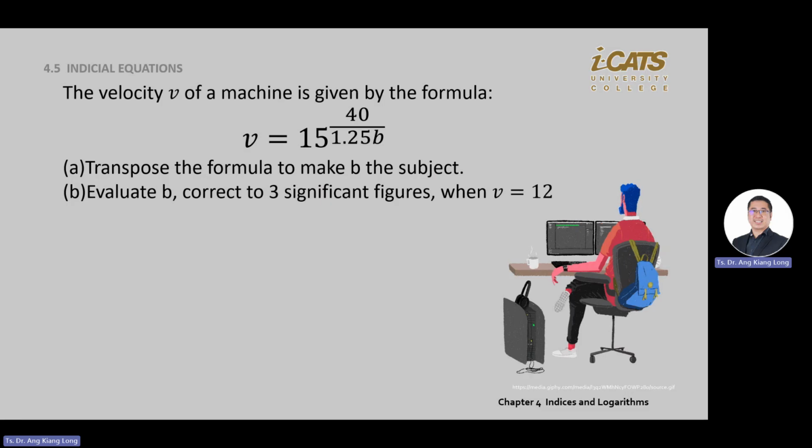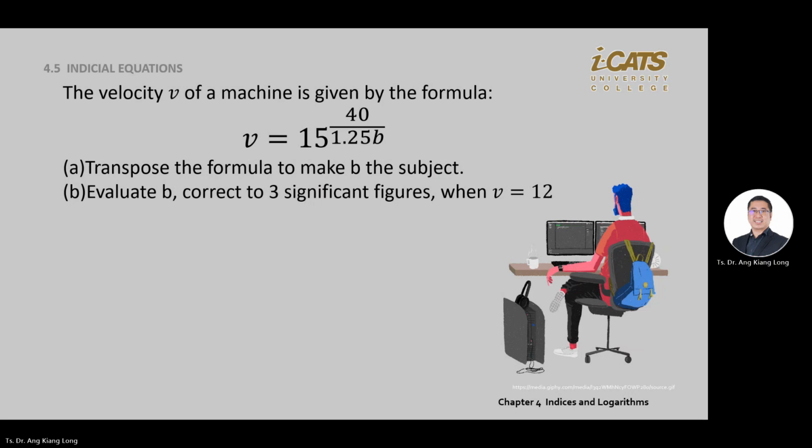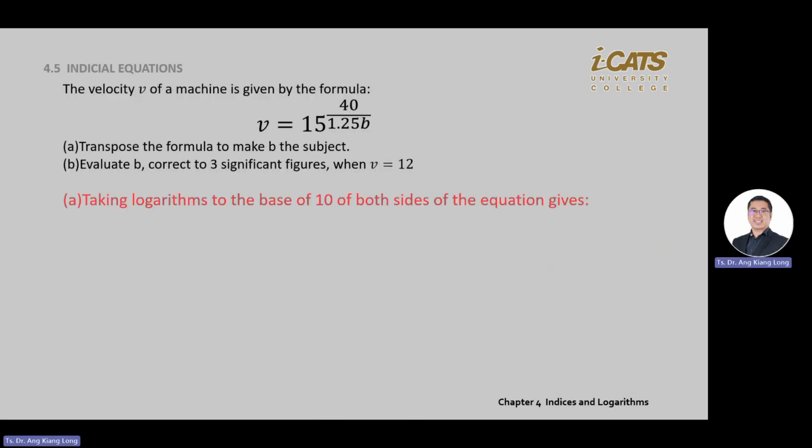Okay, when you see this question that you need to find the unknown in the exponential, the next step will be log. So I'll show you how to do. Again, apply the log to the left and right. Log 10 V equals log 10 of 15 power something. Then you can use the laws already. There are three laws. This is a power, move to the front. 40 divided by 125b is a power, move to the front. And then solve the equation.